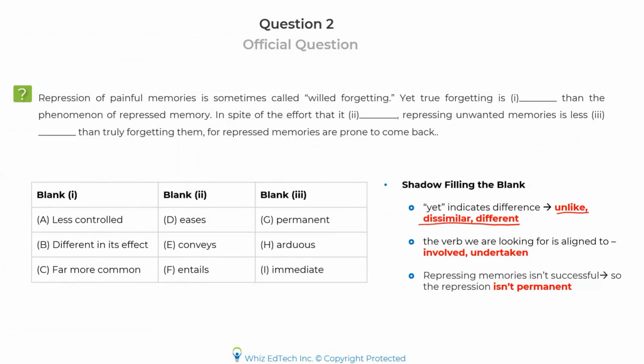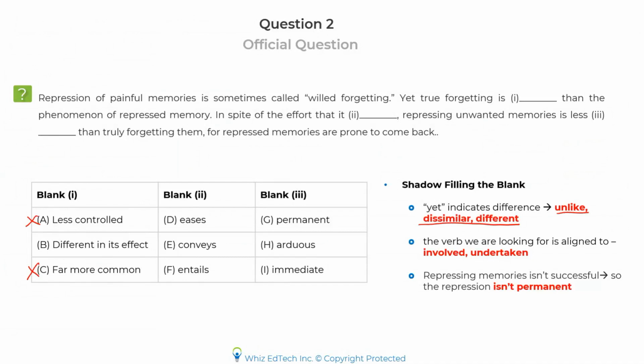Less control. We are not talking about controlling or not controlling the repression of painful memories, so this is out. We can keep B because we're still looking at that different in the way it works out, and the rest of the sentence is also telling us that repression of painful memories works out differently because the memories come back, and true forgetting is totally different from that. All right. So I can keep B. Far more common. So the issue is not about which forgetting is more common and which forgetting is less common. So I'm going to keep B.